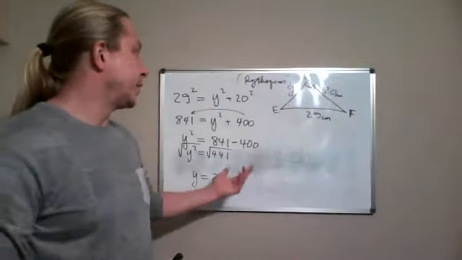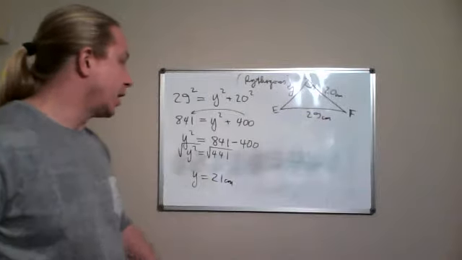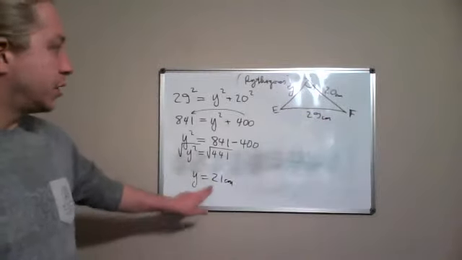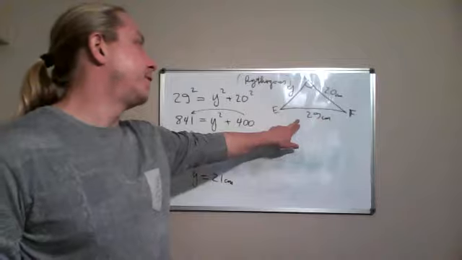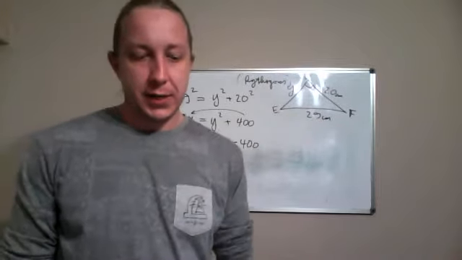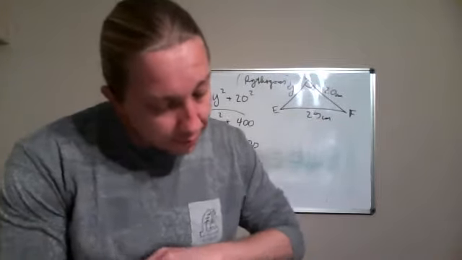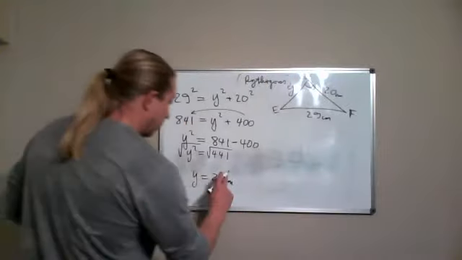Well, the perimeter is add the three sides together. We got y to be 21, so it's 21 plus 29 is 50, plus 20, it's 70 centimeters, like what they have. Or rather, meters. Sorry, we're working in meters here.